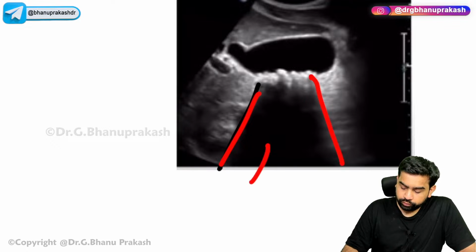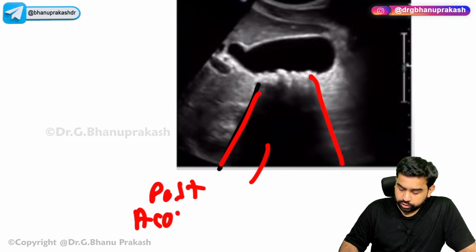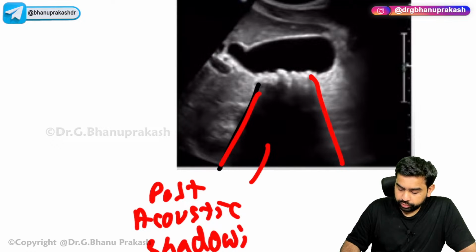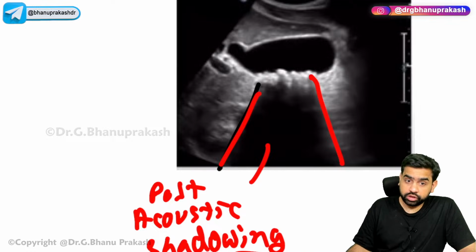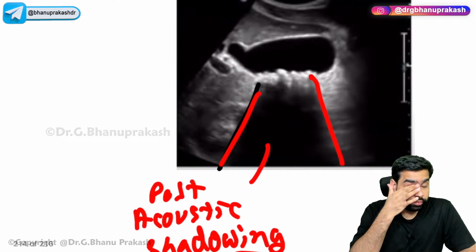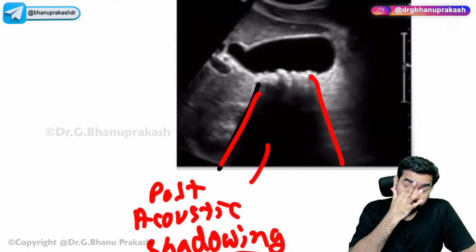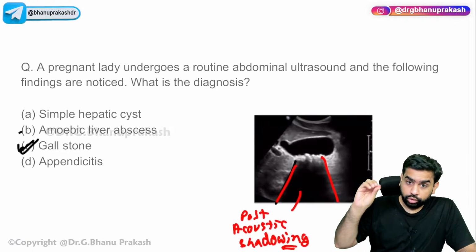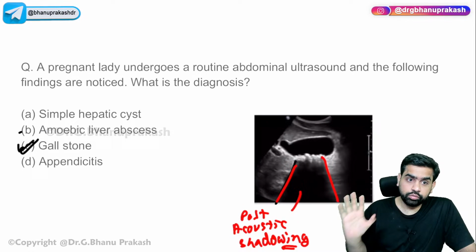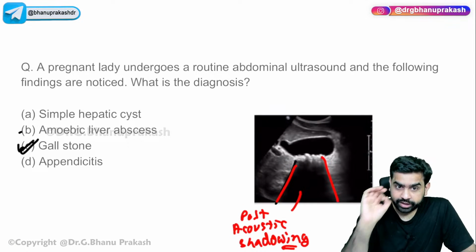So what are you basically finding over here? That there is a posterior acoustic shadowing. Okay, so what you basically find over here is a posterior acoustic shadowing. Now you understand my point? So you have a posterior acoustic shadowing. That is what this is. Okay, so gallstones, posterior acoustic shadowing, that is the main thing over here for the diagnosis of the gallstones.